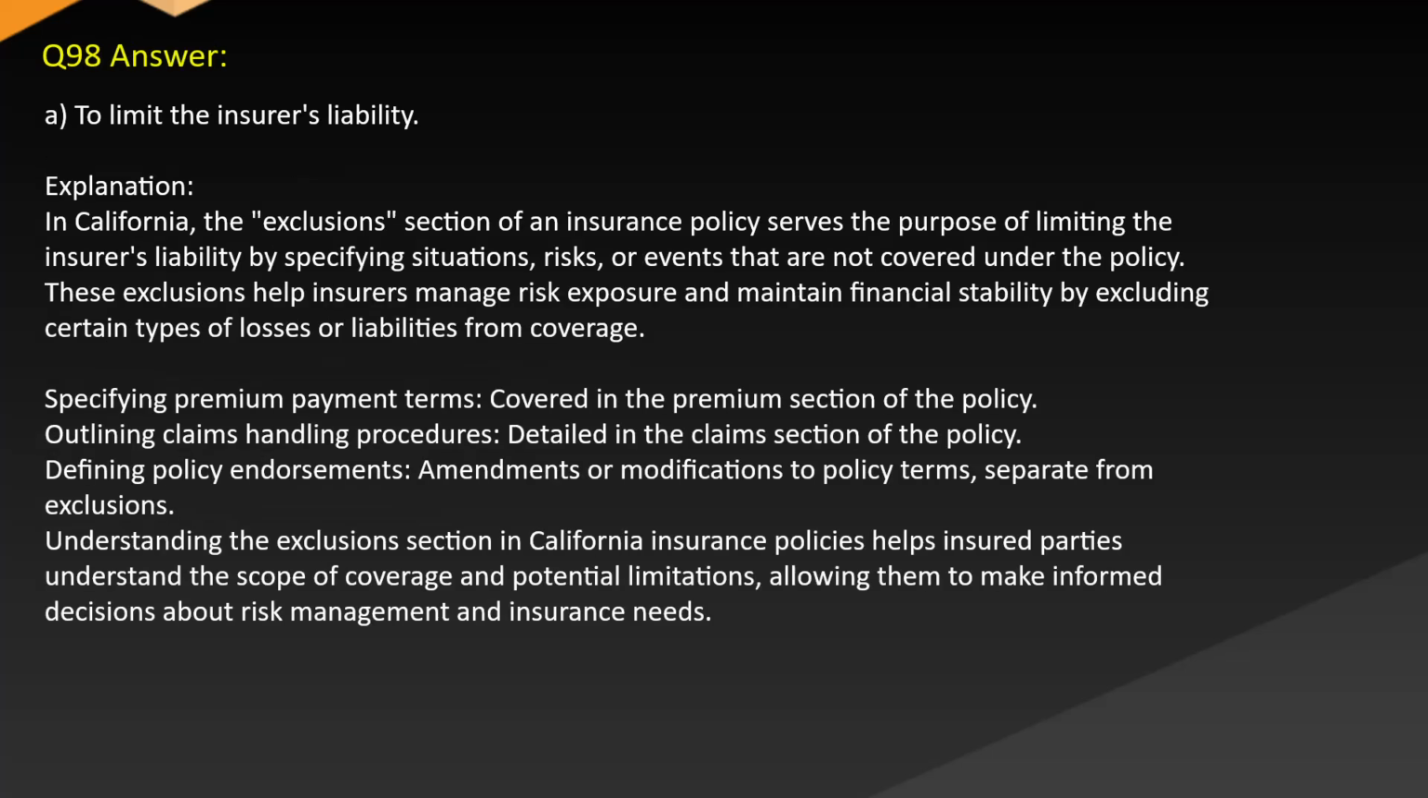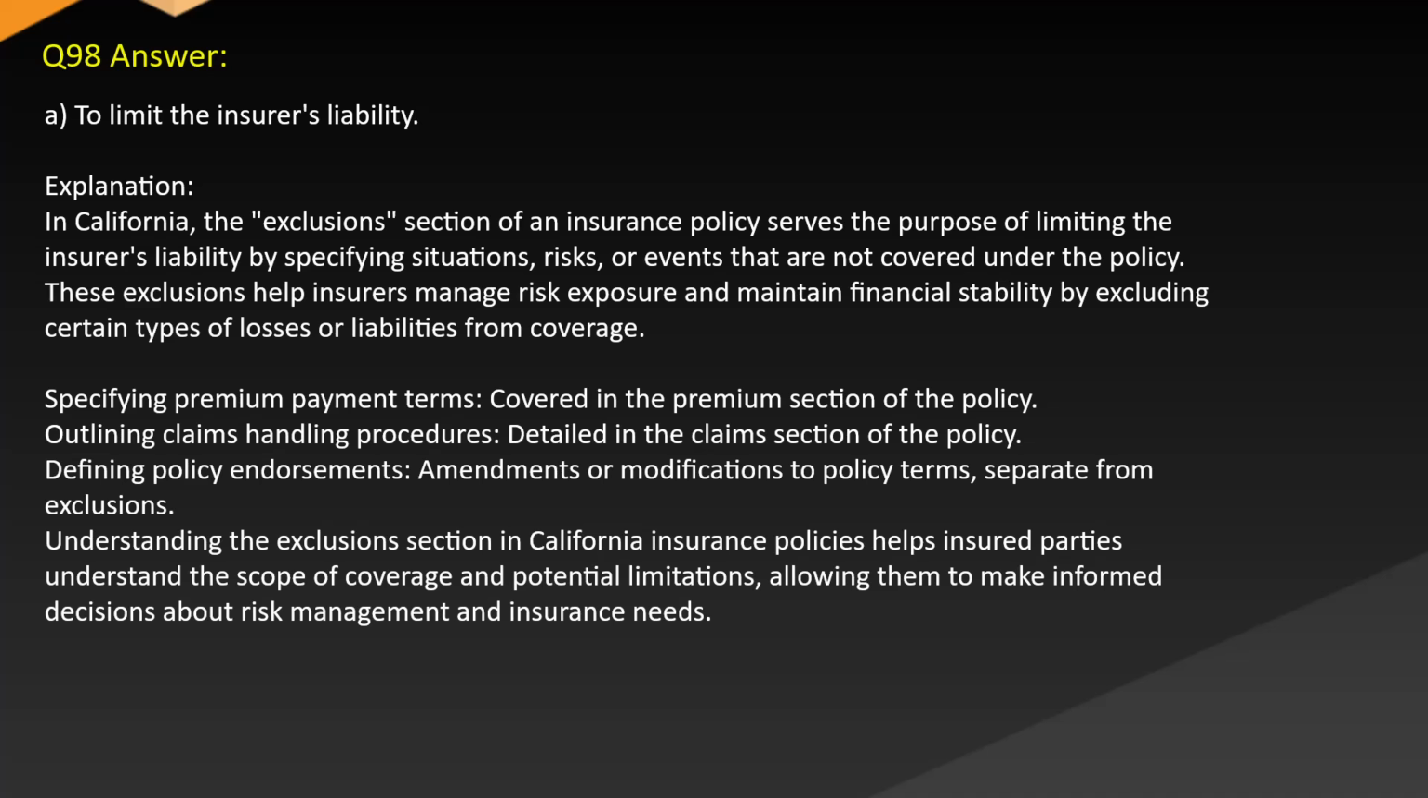Answer: A. To limit the insurer's liability. Explanation: in California, the exclusions section of an insurance policy serves the purpose of limiting the insurer's liability by specifying situations, risks, or events that are not covered under the policy. These exclusions help insurers manage risk exposure and maintain financial stability by excluding certain types of losses or liabilities from coverage.